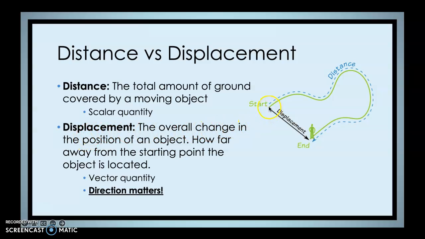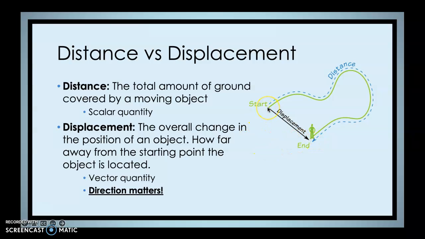Displacement relates to how far away that person is from where they started. So that might be something like just 1 kilometer away. Maybe they parked in the parking lot here and popped out at the other side of the parking lot. Their displacement is going to be a much smaller value because direction matters. We're just doing a straight line from the start position to where they ended up.